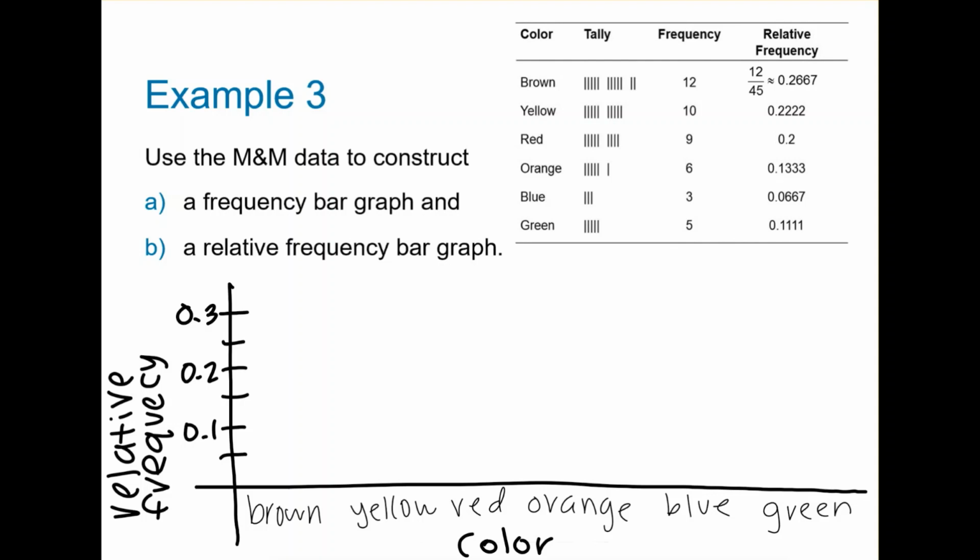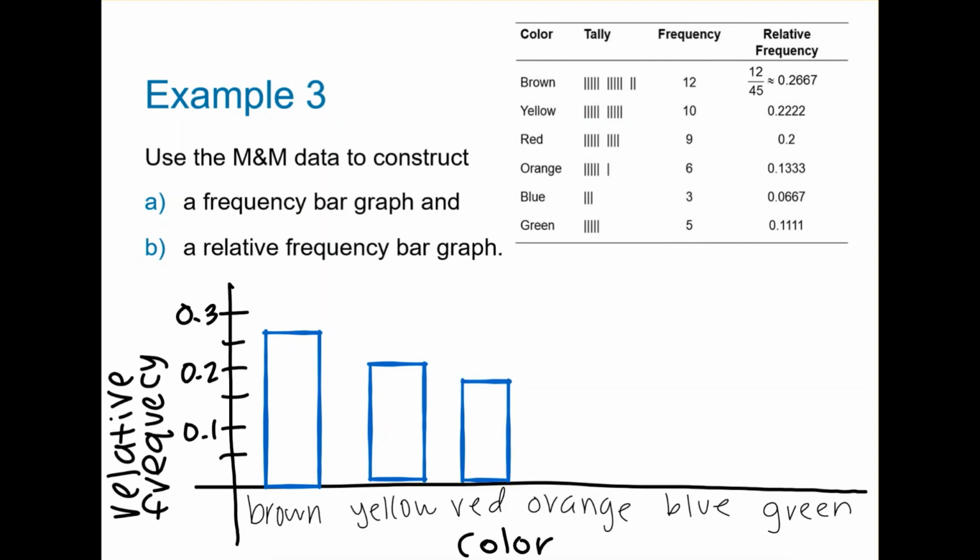Above each color, we will draw a bar whose height is the same as the corresponding relative frequency. So for brown, we have a relative frequency of 0.2667, so we will draw a bar that goes up to 0.2667. We draw a bar above yellow that goes up to 0.2222. Above red, we construct a bar that goes up to 0.2, and we do this for the remainder of the colors. And this is the relative frequency bar graph.